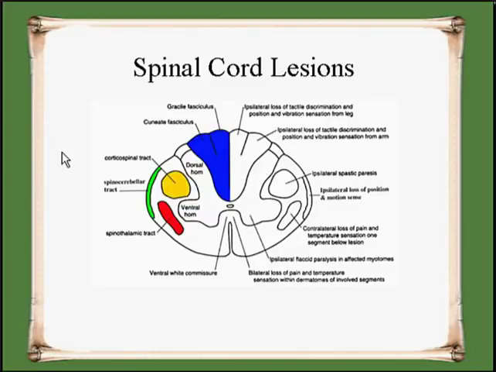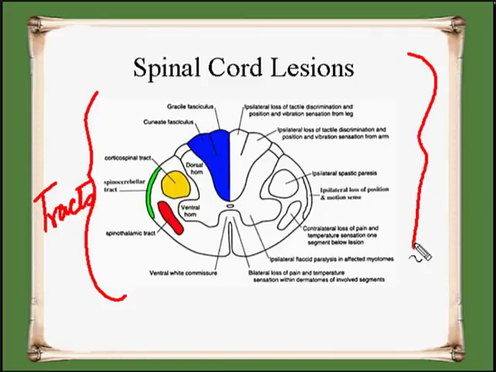This lecture is on spinal cord lesions, and this particular image is really good, and I'd like you to look at this image frequently. After you listen to the entire narration, look at this image and see everything that is given. On this side, the tracts are mentioned, and on this side, it tells you the effects when any of the tracts is damaged.